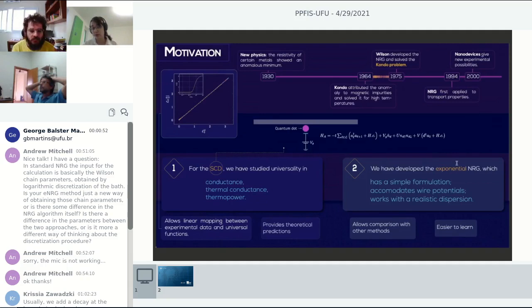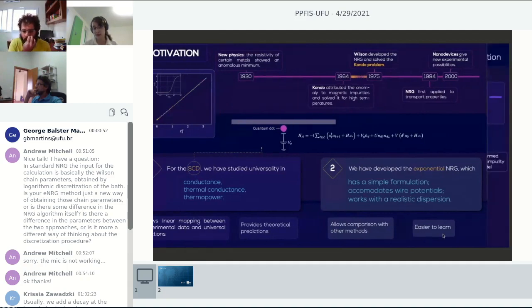Our second goal is developing the exponential NRG, which is an alternative to Wilson's NRG with a simple formulation that accommodates wire potentials more easily and that works with a realistic dispersion. By this I mean that in this method we are indeed working with the cosine dispersion that comes from this tight binding chain. We don't assume a linear dispersion of the conduction band like it's usually done with NRG. This is interesting because it allows a more faithful comparison between the ENRG and other methods, because these other methods also don't assume this linear dispersion. And we have a pedagogical advantage because the ENRG is easier to learn.